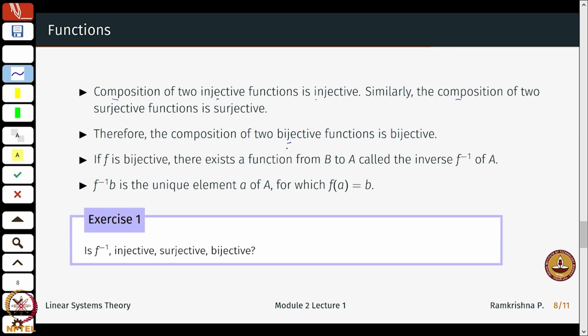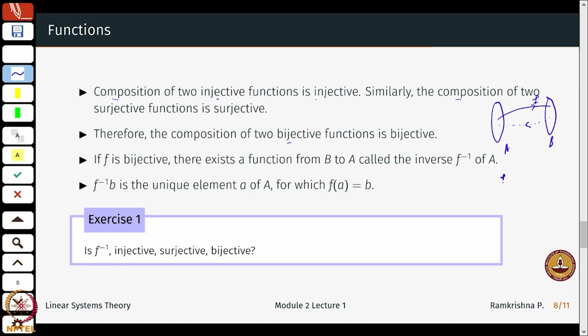One interesting thing about this map is that if f is bijective, it essentially means that there exists a reverse. So far we have been talking of things going from A to B. Can the reverse exist? It turns out that if f is bijective, then there exists a function from B to A.